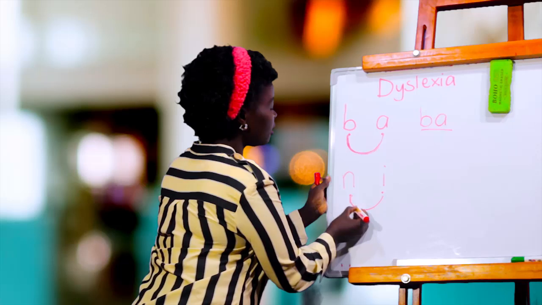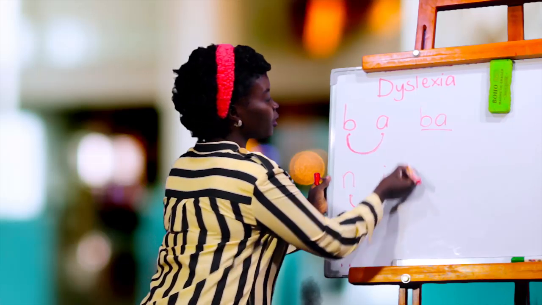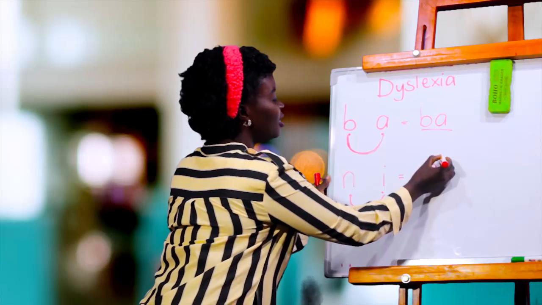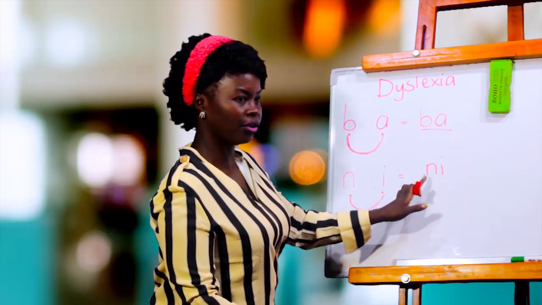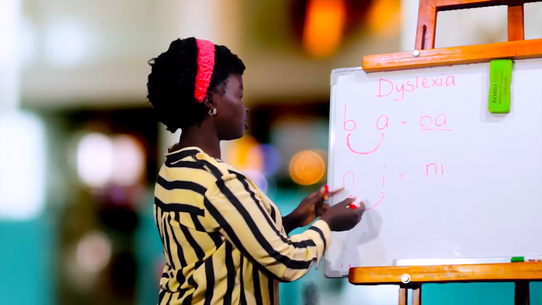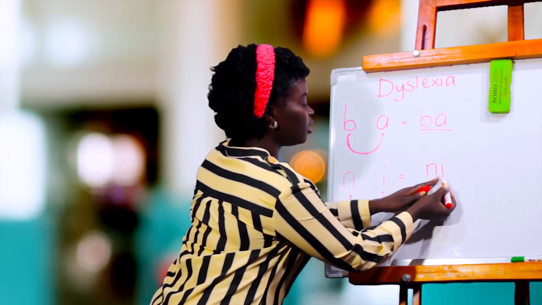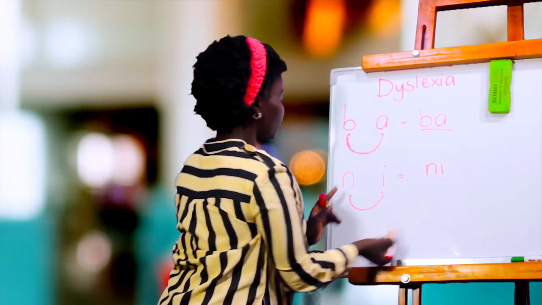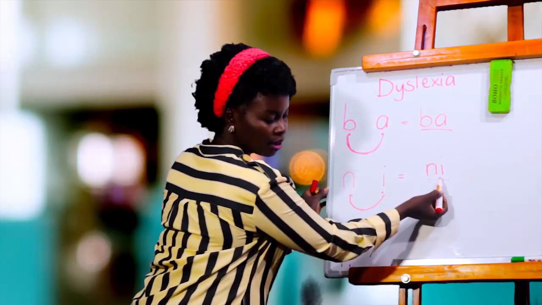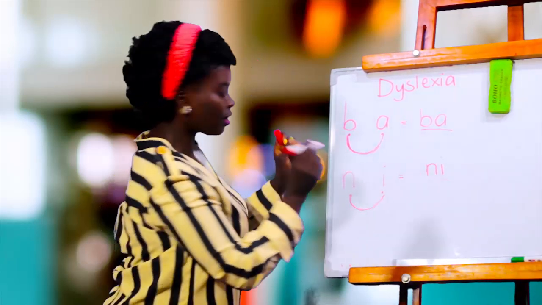We say N, E. Again, N, E. So what are we going to get? We are going to get syllable Ni. Okay? You can just say we are going to get Ni. So the child will master it. Every time the child sees this, will say N, E, Ni. Okay? Like here. N, E. We get Ni. I'm going to give you one more example.